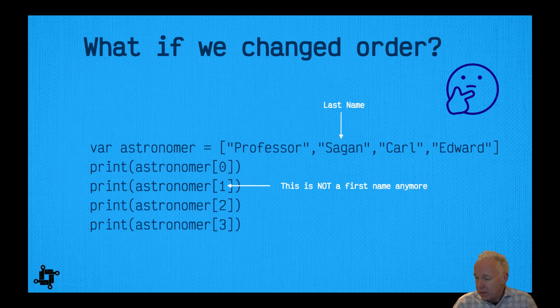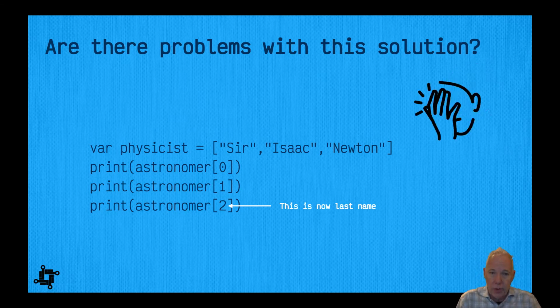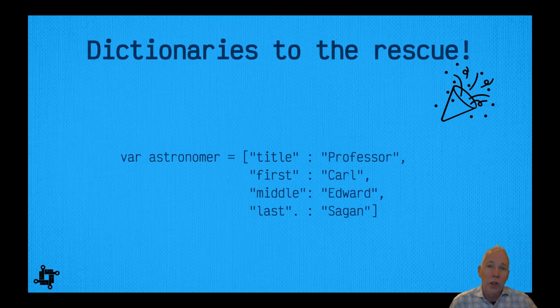So if that is title, last name, first name, middle name, again, all of these no longer refer to what we think they're supposed to refer to, and they change. So now when we shorten this to Sir Isaac Newton as an example, element 2, which previously was the first name, is now referring to the last name. So this is not a good solution to the problem. We don't want this. What we do want to do is look at dictionaries.